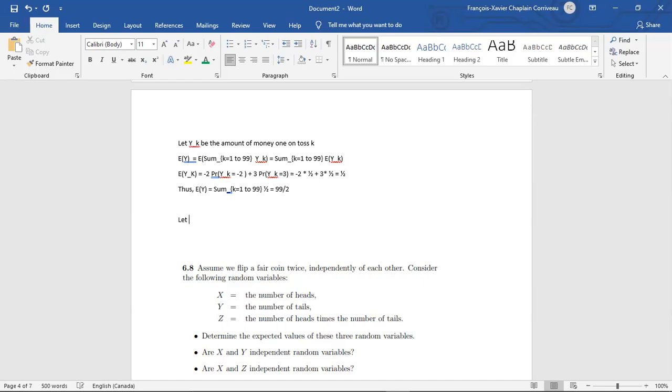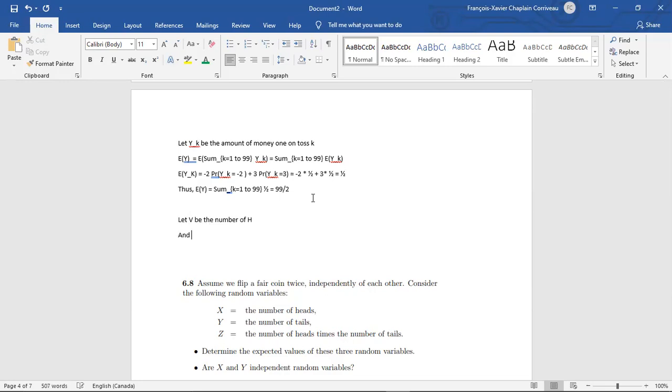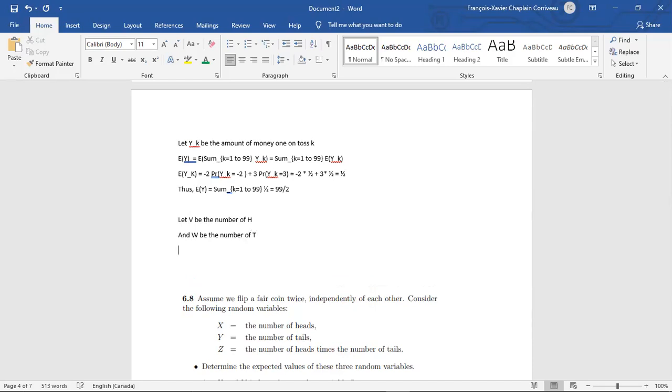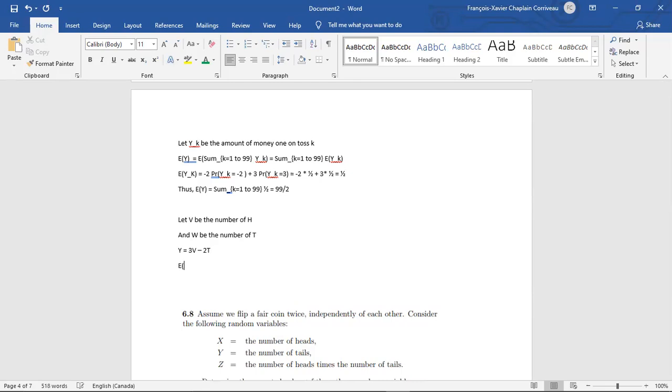Again, I would have to define 2 other variables. Let v be the number of heads and w be the number of tails. Then y is equal to 3 times v minus 2w. Now the expected value of v, that's a binomial distribution.